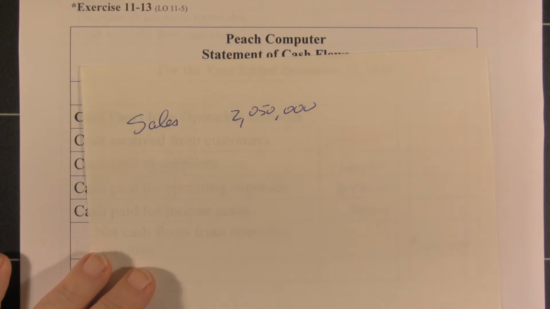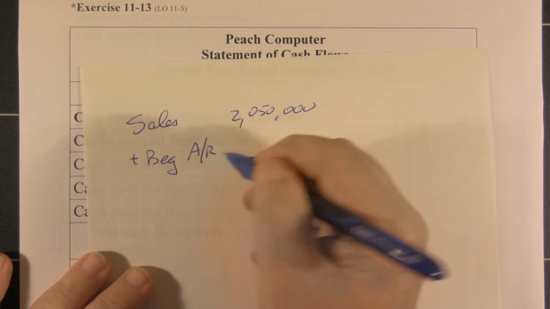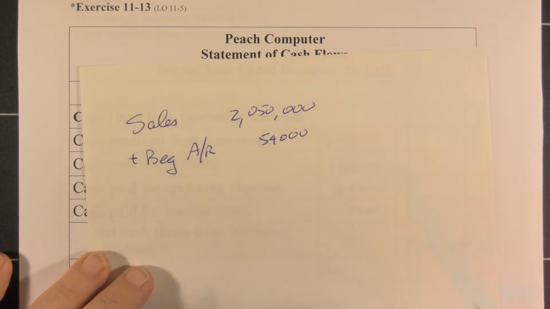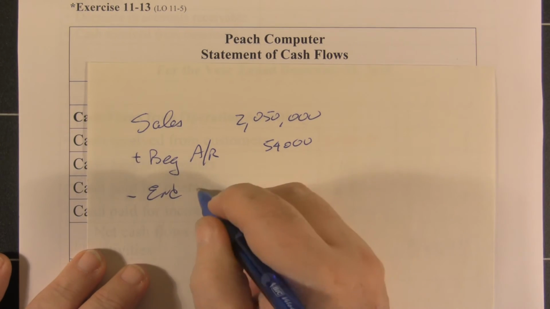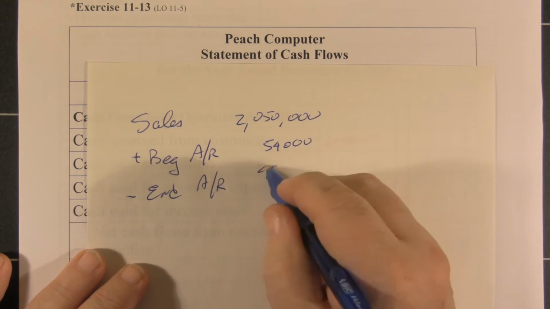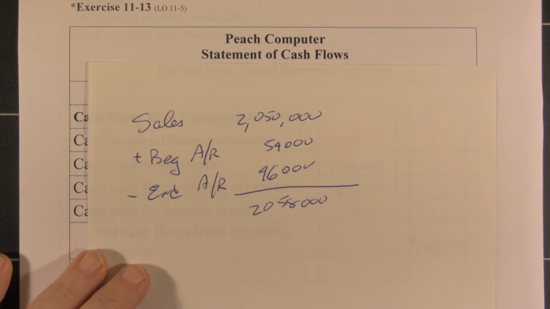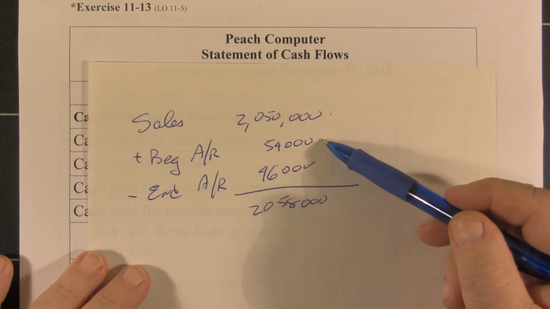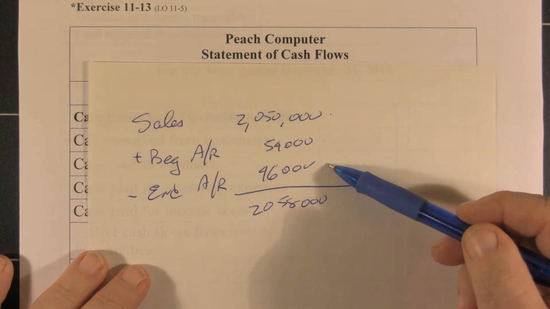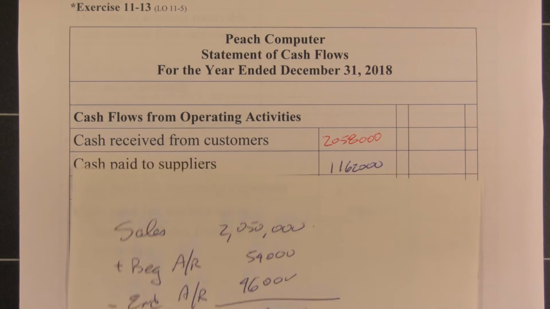Using just common sense, did we have to collect our beginning accounts receivable during the year? Of course we did. So I'm going to add my beginning accounts receivable of $54,000. The accounts receivable I didn't collect during the year were the ending accounts receivable, so I'll subtract that. I come up with the same exact number, but I think it's a more commonsensical approach. We collected every dollar from our customers, plus all the money they owed us coming into the year, minus what was still in accounts receivable at the end. That's the way I like to think. Either way works. You come up with the same exact number.